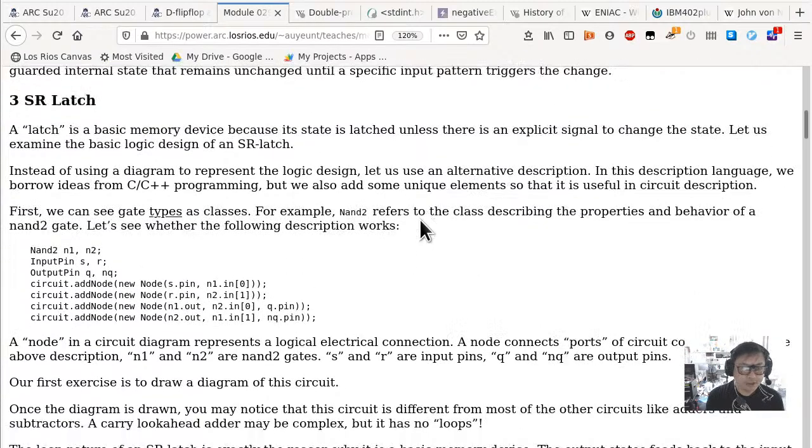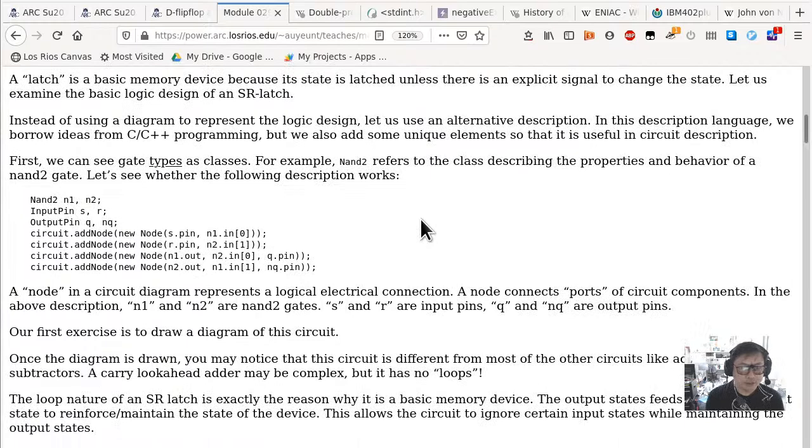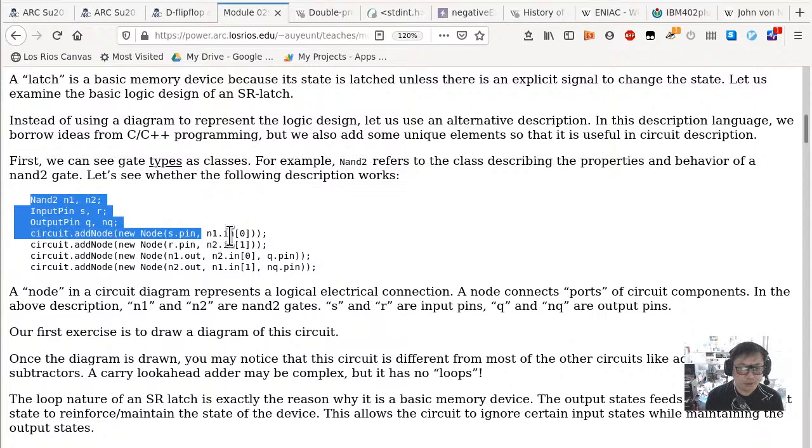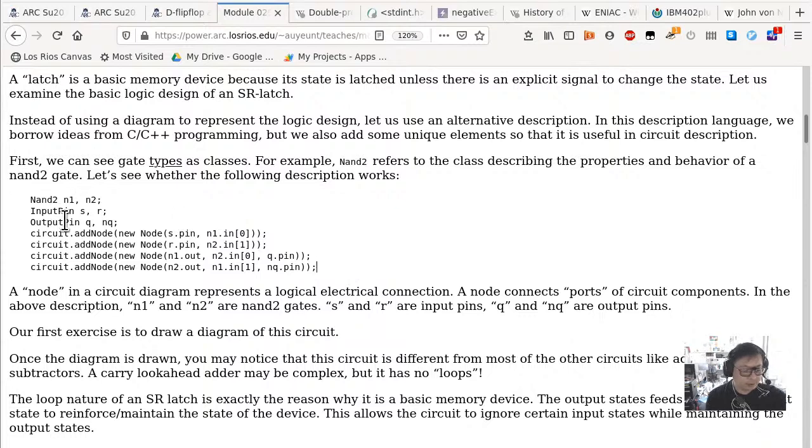All right, so the first thing we'll do is take a look at an SR latch. I describe an SR latch using text here. If you look at this quote unquote code, it looks a little bit like C++. You have NAND2 as a class, input pin as a class, output pin as a class. This is kind of like a program. And circuit, which is a variable that already exists at this point, has a method called add node. A node is basically an electrical connection between ports of pins.